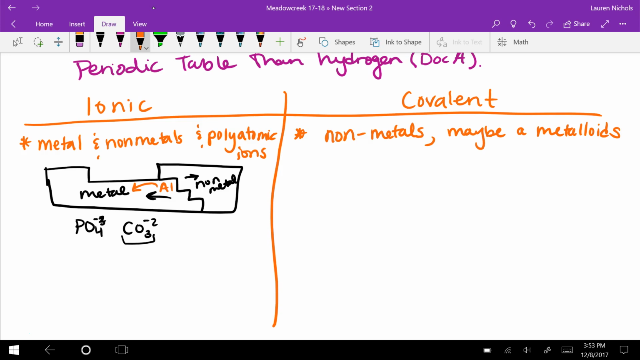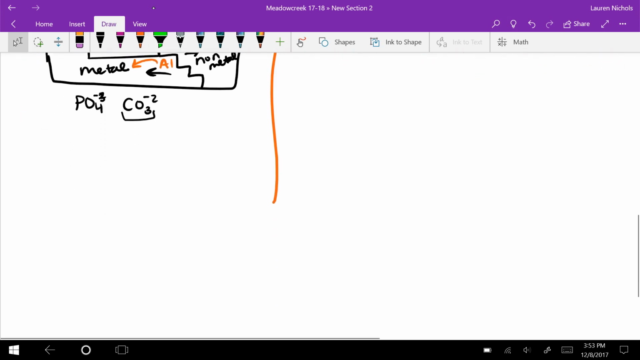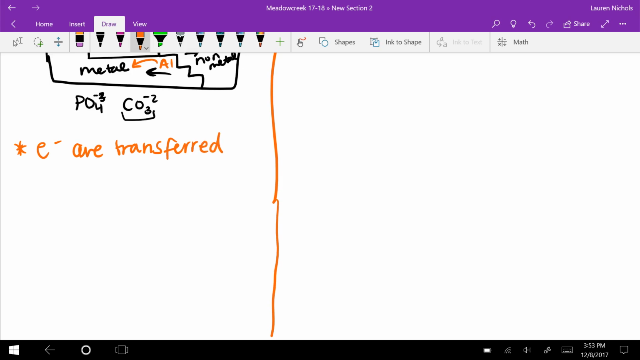Now, one key thing about the way ionic compounds and covalent compounds differ, and the reason why they differ, is how their electrons are used in bonding. When we're talking about ionic compounds, the key thing is that electrons are transferred during bonding, specifically from the metal to the nonmetal.